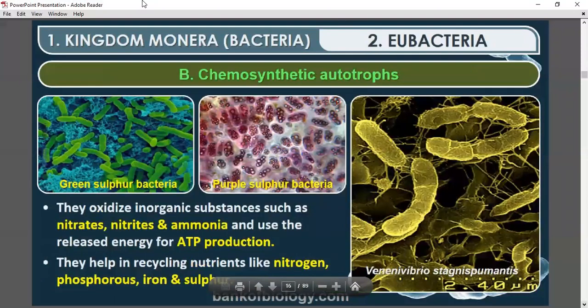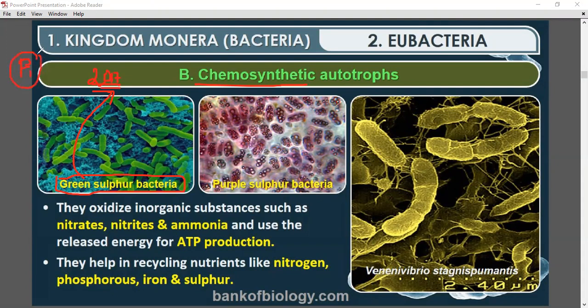Next one. Chemosynthetic autotrophs: you have green sulfur bacteria. I think this green sulfur bacteria was an AIIMS question, a 2017 NEET question for the code P1. There are several codes for NEET, right? For the code P1, I think this was the first question. I have seen it. This is a NEET MCQ, a previous year NEET question about the sulfur bacteria.